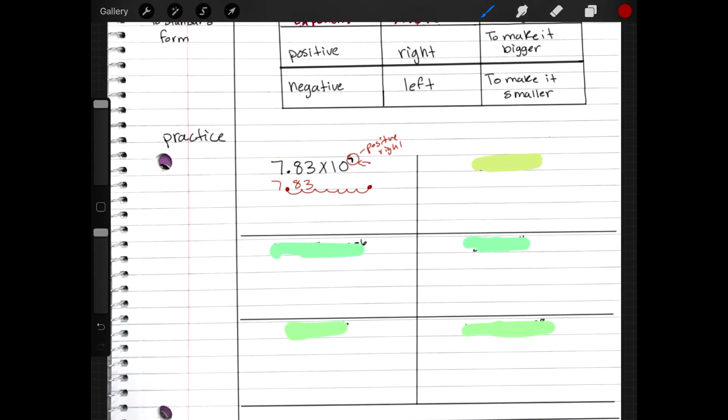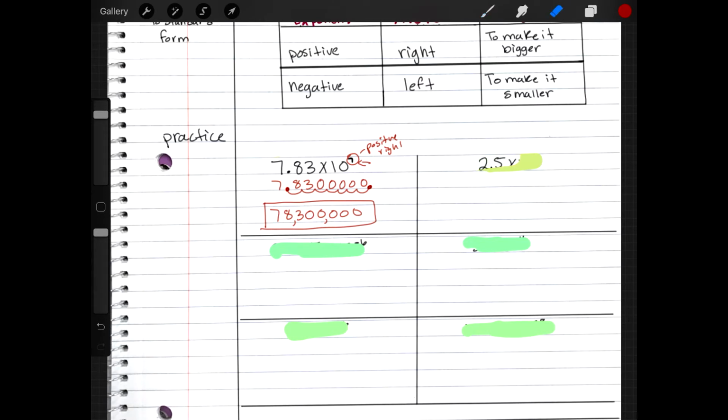What I do now is I just put in the zeros into the spaces. And then my final answer is this number right here. Let me see what that number is. Okay, it's 78,300,000. So that is my standard form for that scientific notation number.